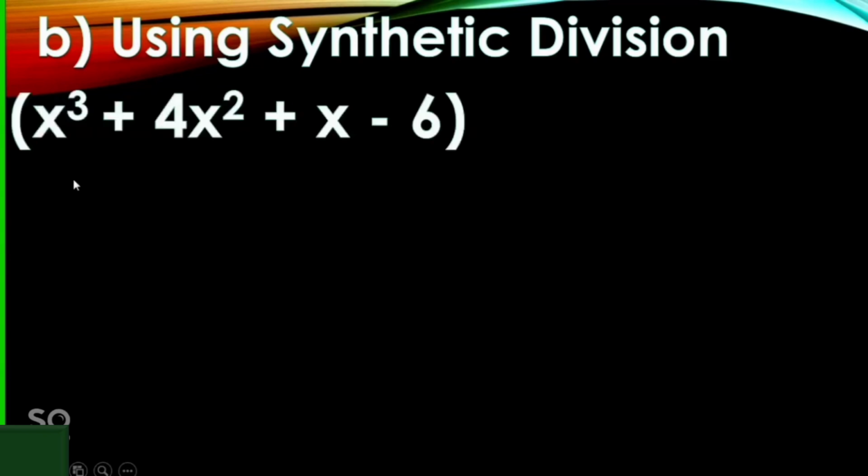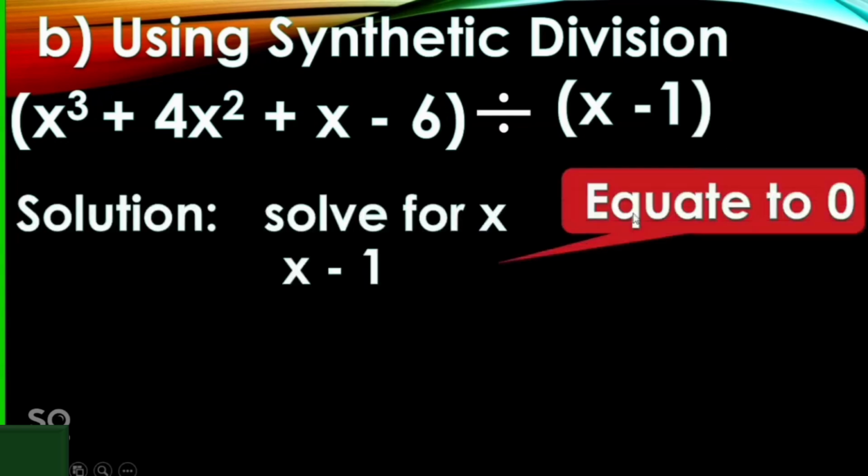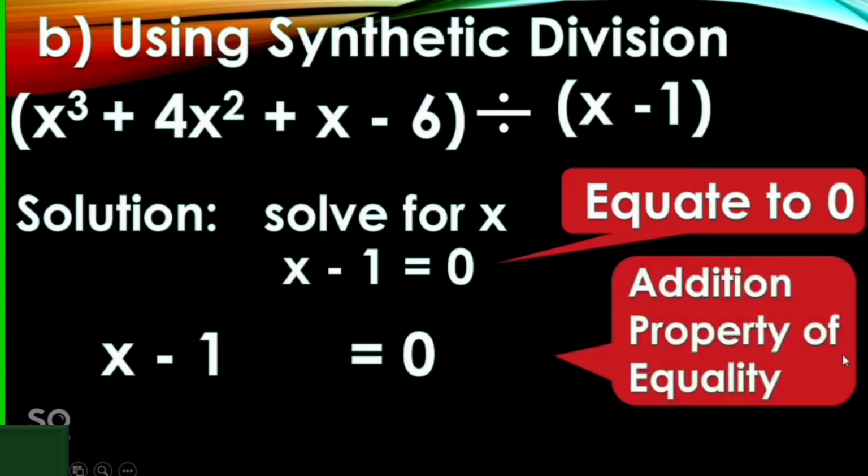Ngayon naman, gagamit tayo ng synthetic division para makuha yung remainder. Ang polynomial natin o ang dividend natin is x cubed plus 4x squared plus x minus 6, divided by the divisor, x minus 1. Yung x minus 1, yun yung x minus r natin. Now, solve for x, then equate to 0. So, x minus 1 equals 0. Use the addition property of equality, and mag-add tayo ng 1 both sides of the equation. Negative 1 plus 1 is 0, and 0 plus 1, so x equals 1, na-solve na natin yun kanina.